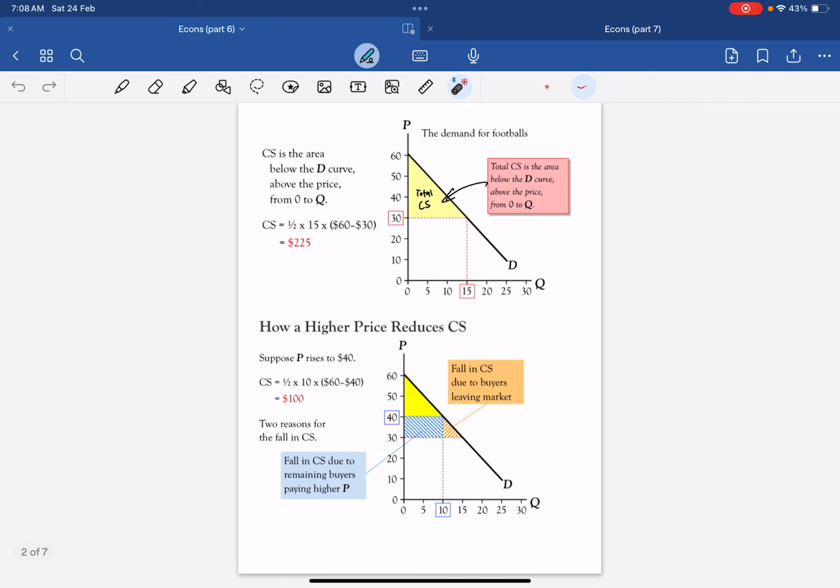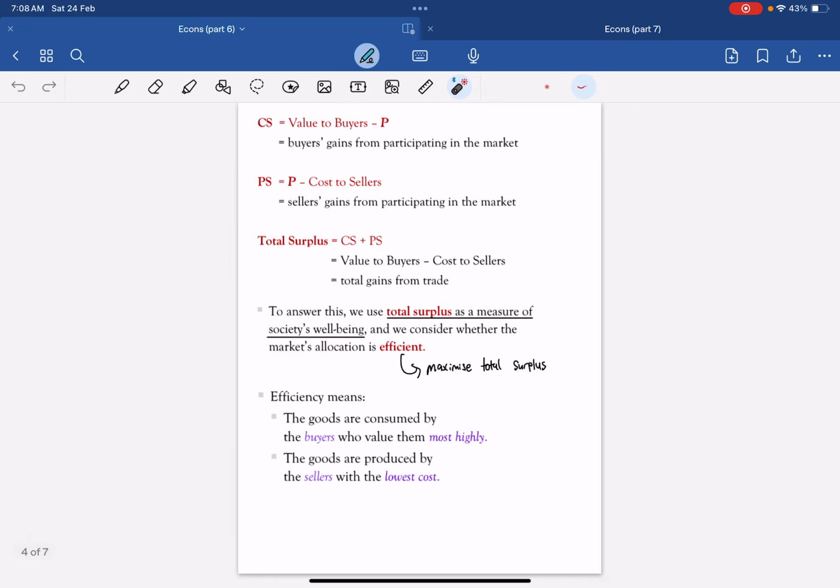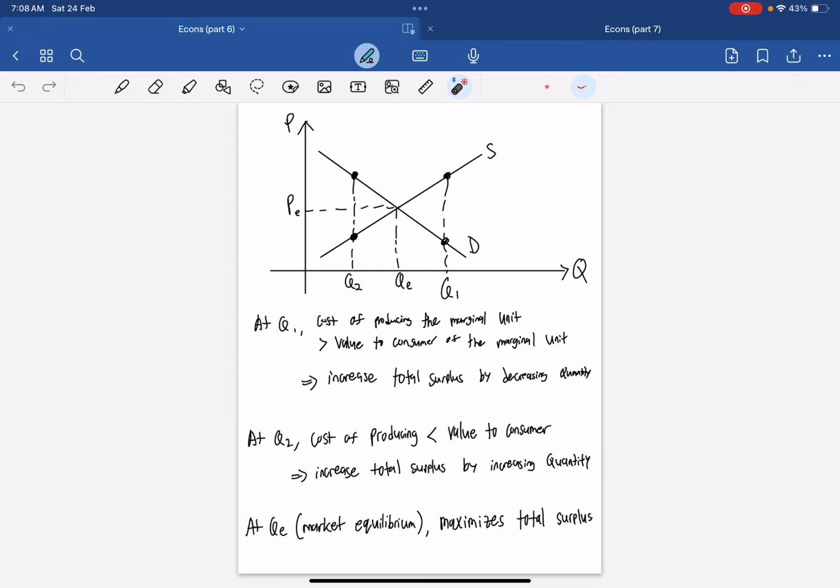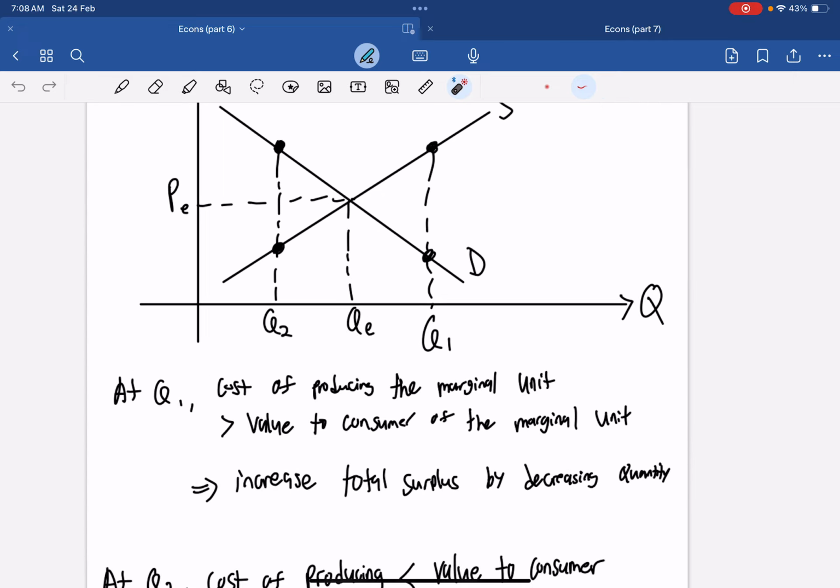So you know that consumer surplus is here. If you draw a supply curve, the total producer surplus is here. This total area you just differentiate to find the quantity. So that's the more mathematical way. But let me give you the intuition behind it.